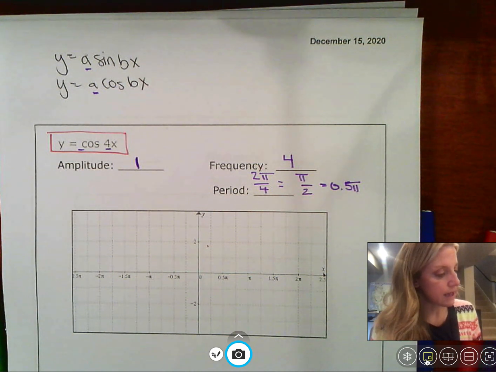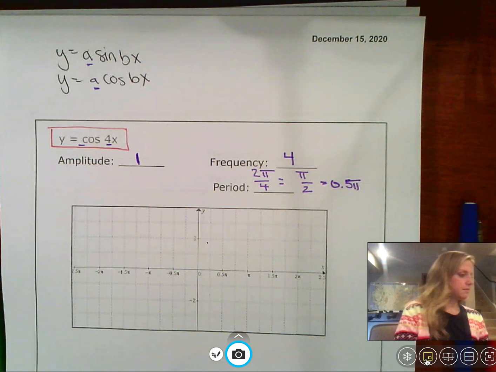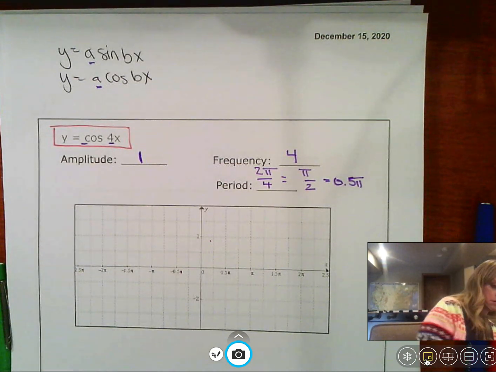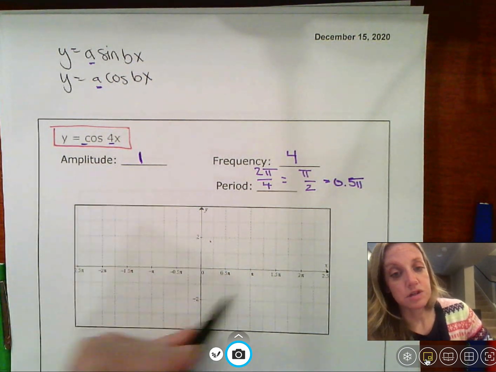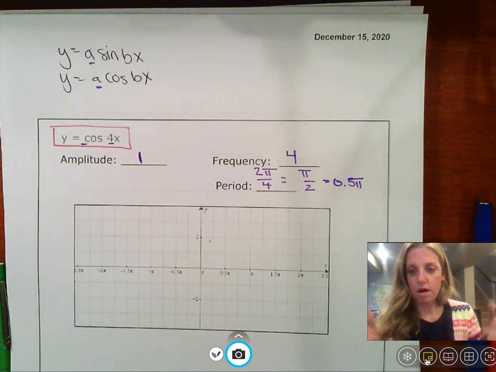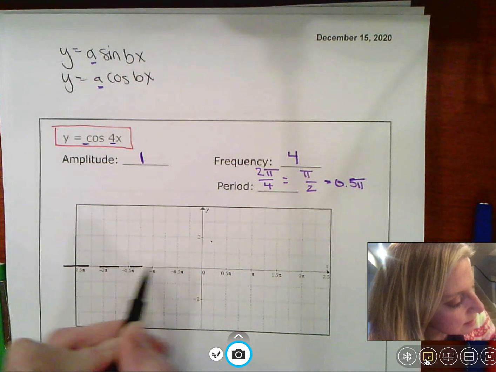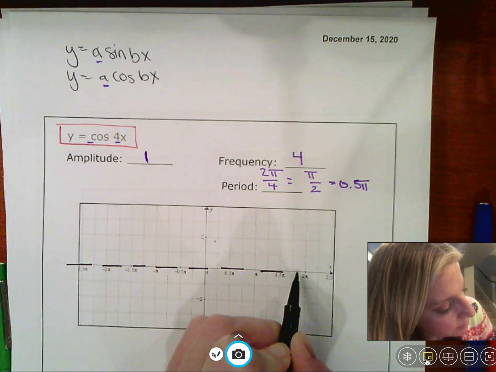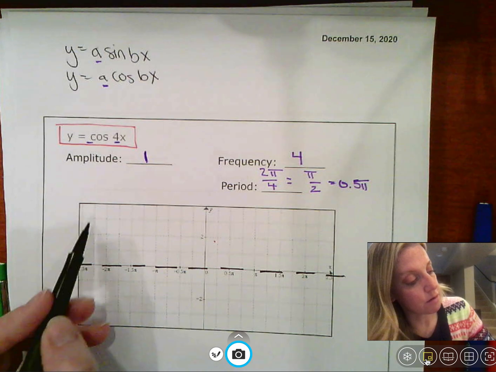So let's go ahead and get everything set up. Where did I put my black marker? Oh, there it is. To get everything set up, instead of drawing points, I like putting the walls and the ceiling and the floor on. So my midline is at the x-axis. And then with an amplitude of 1, I'm going to go up 1 and down 1.